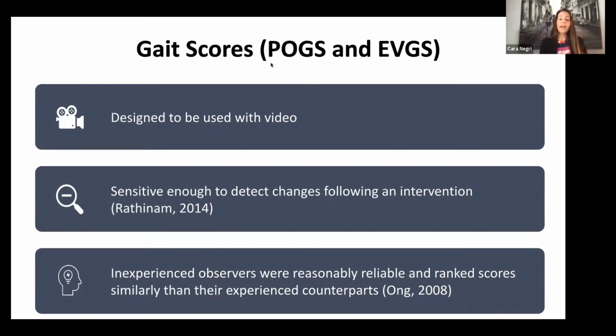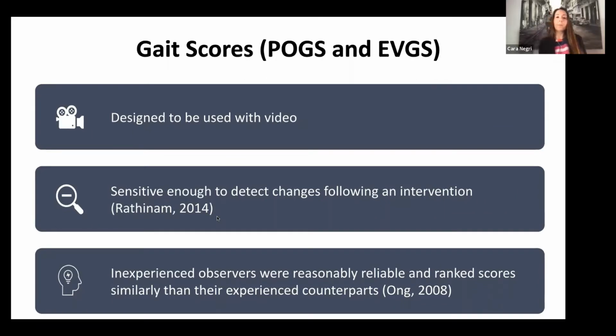The reason that I use the prosthetic observational gait score and the Edinburgh visual gait score is that they are sensitive enough to detect changes following an intervention. So this study was actually done with surgery patients, but they say that if you can see a difference of 3, then you've done a clinical change.